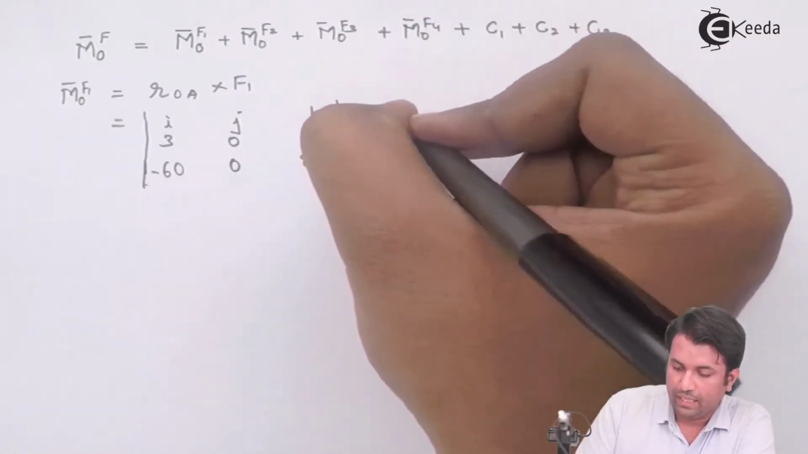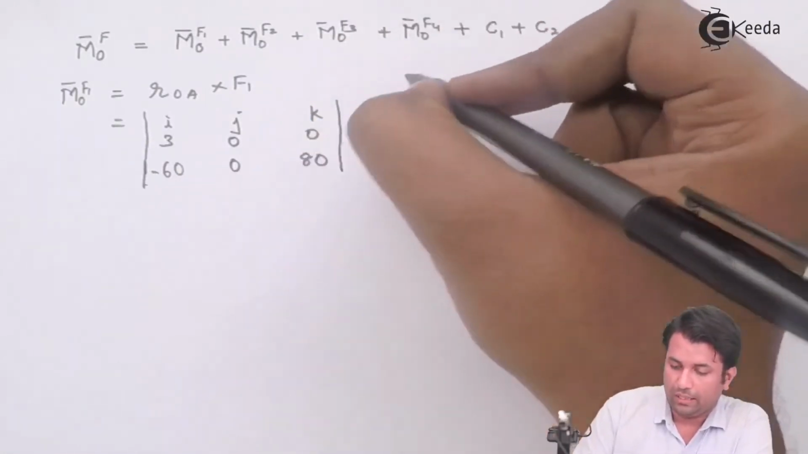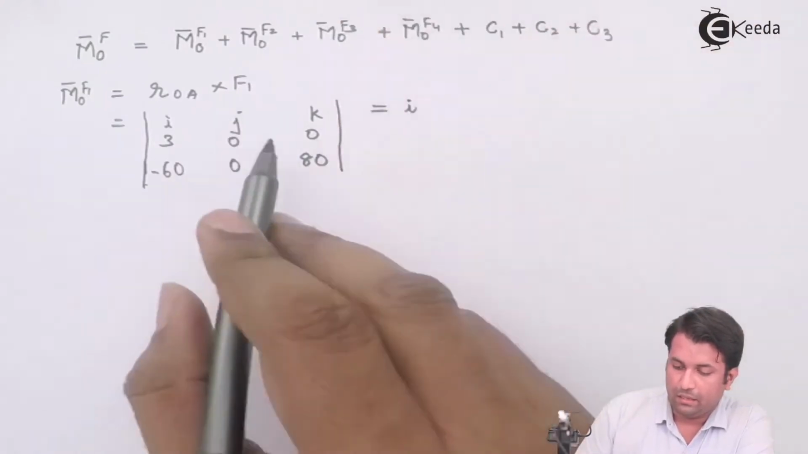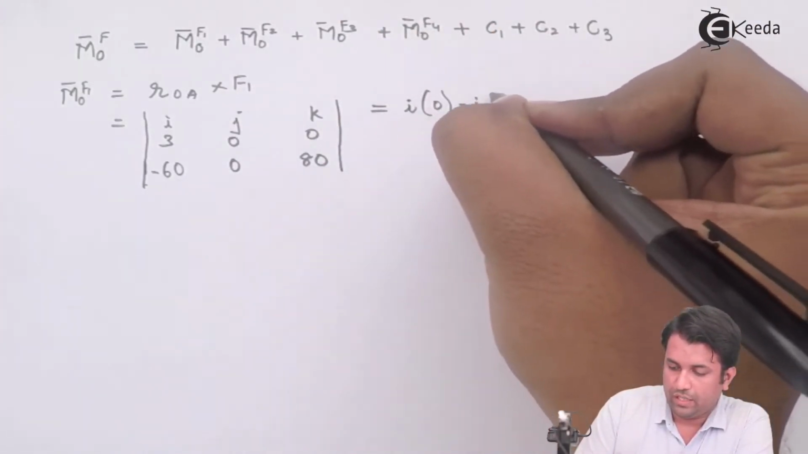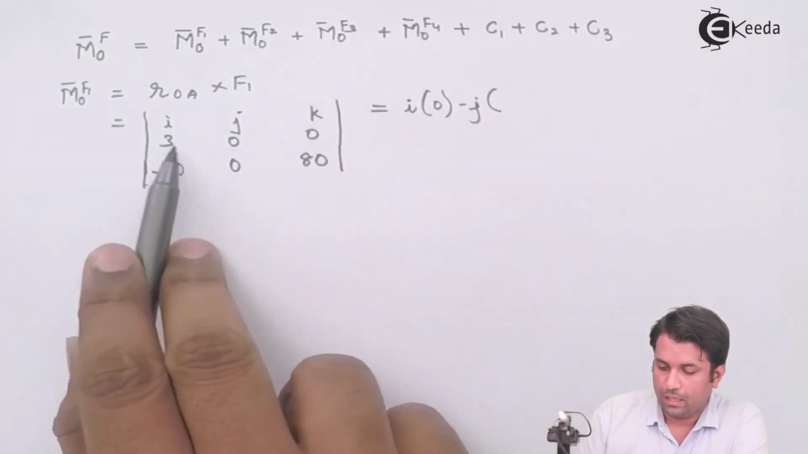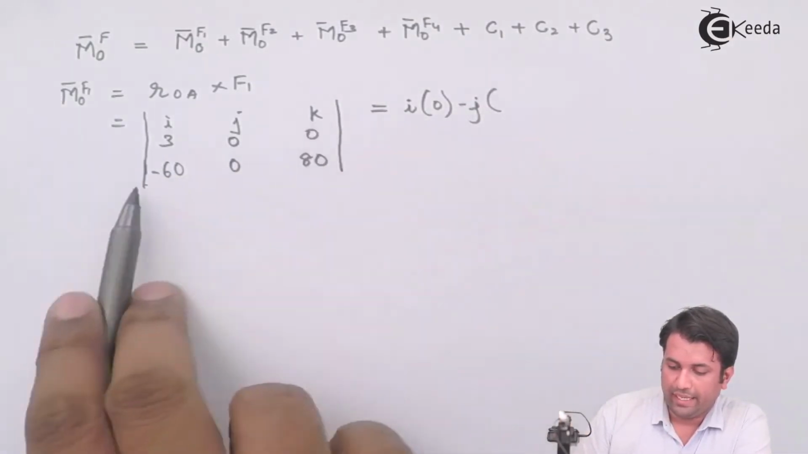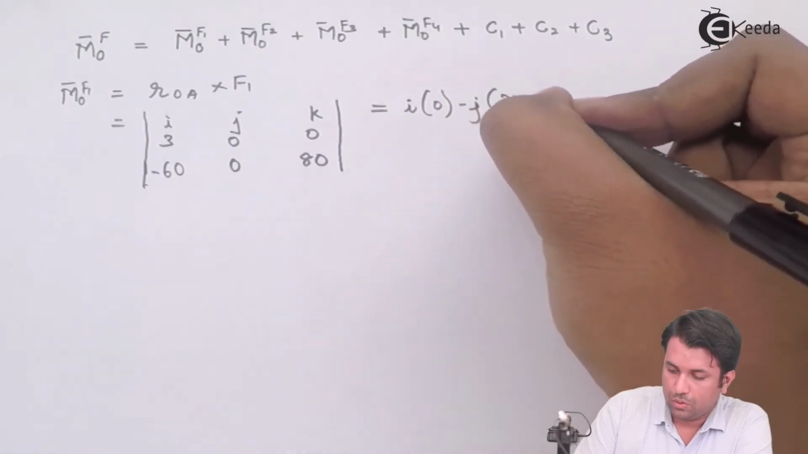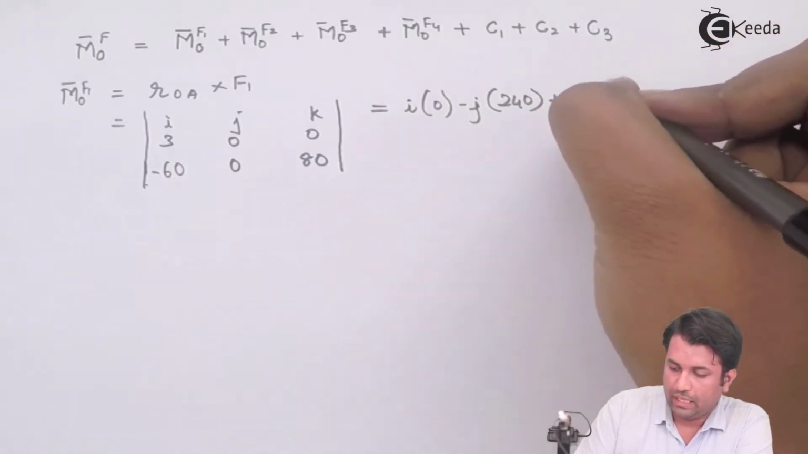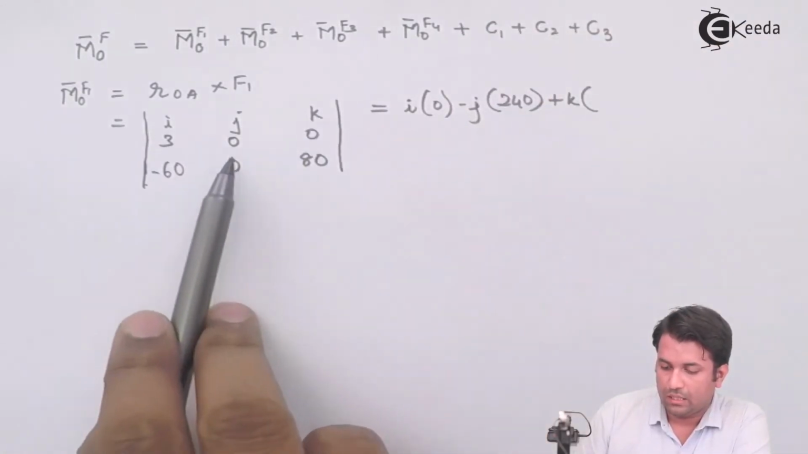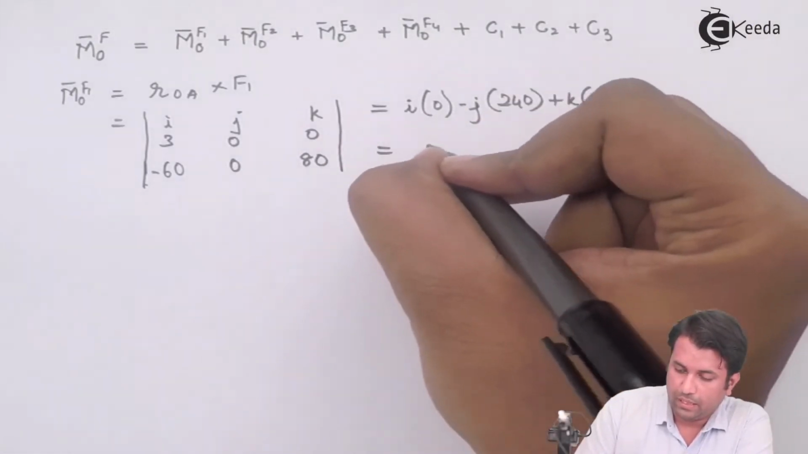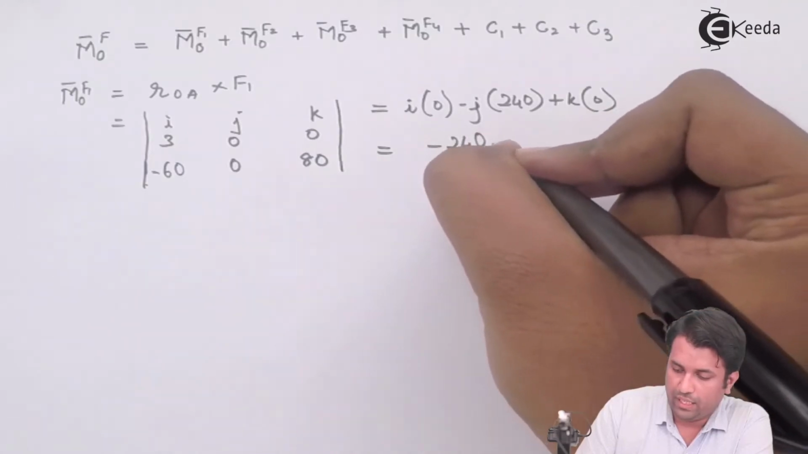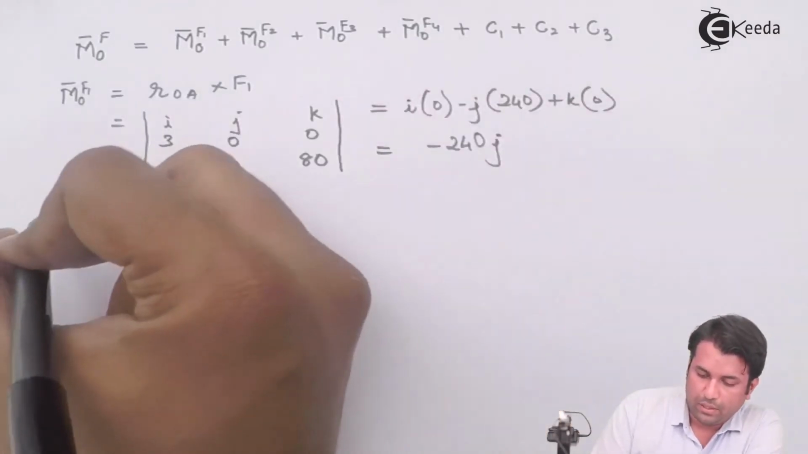This will be simplified as: the i term is 0, the minus j cap term will be 240 minus 0, plus the k cap term will be 0. So this becomes nothing but minus 240 j cap.